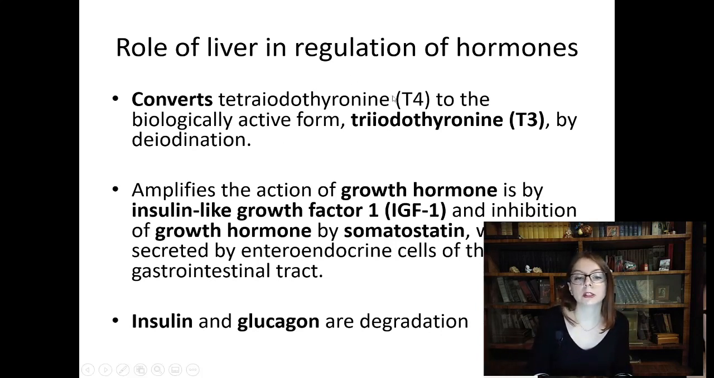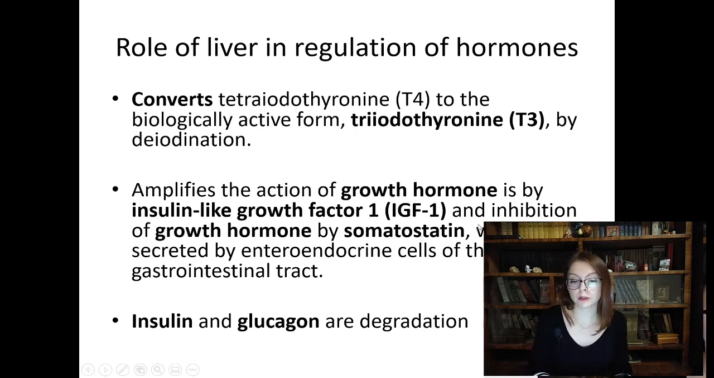But please pay attention. In the liver, some hormones like T4 are converted into T3. You know that it is the active form, and it's a very important function. Then the liver also regulates the activity of the growth hormone, producing its activator, insulin-like growth factor, and also somatostatin, which inhibits the activity of the growth hormone.